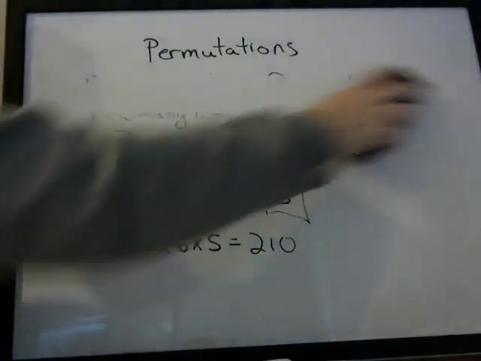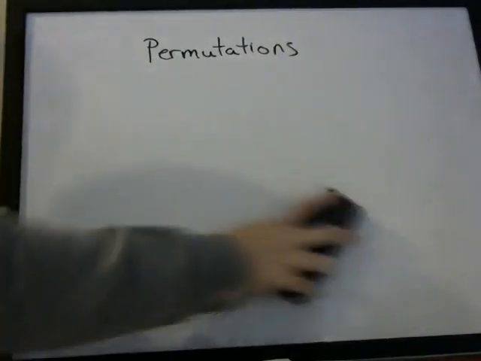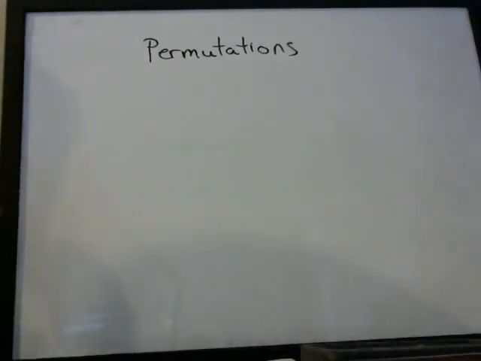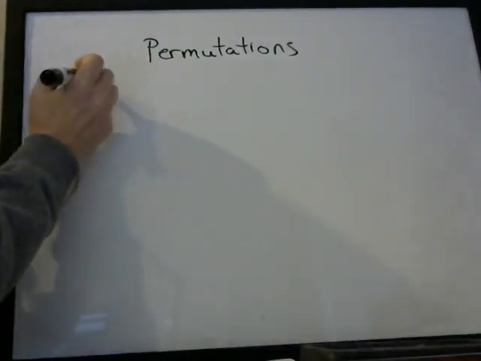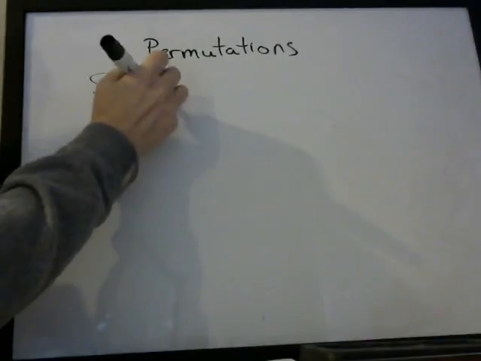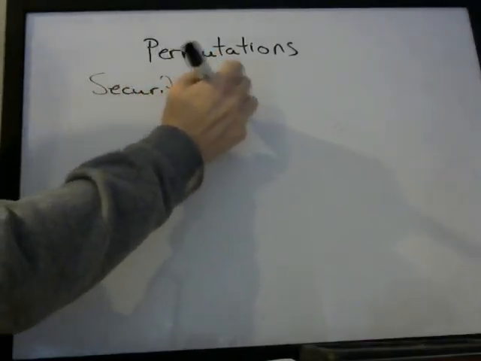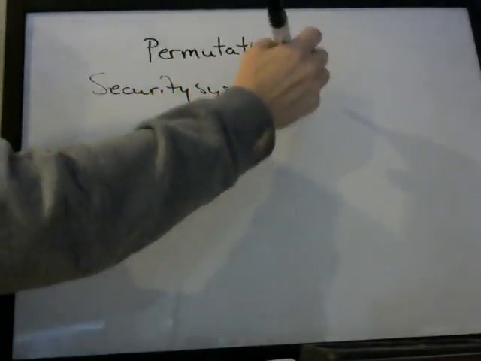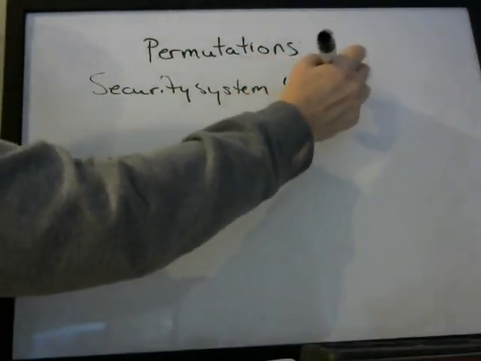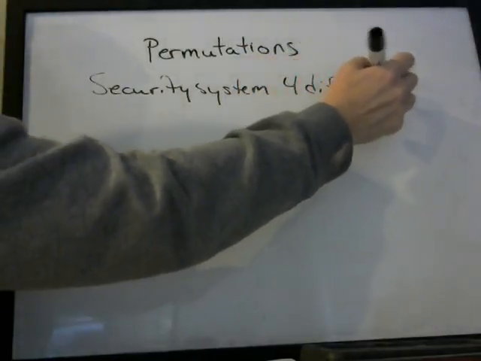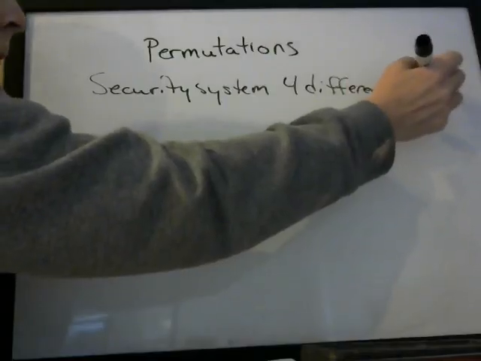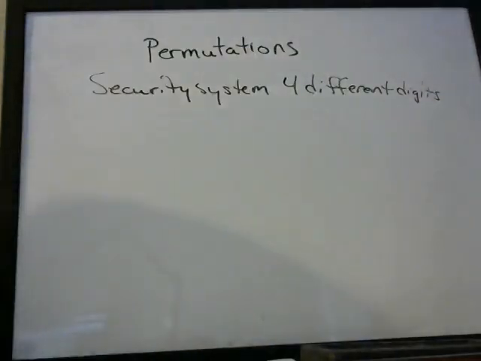Let's do another one that's similar to this. You have a security system that has 4 different digits. So how many different codes can you have? And so this is where order matters. This is why we're doing permutations versus combinations.